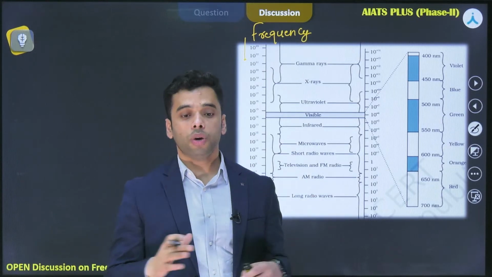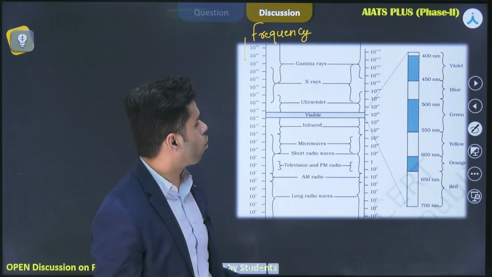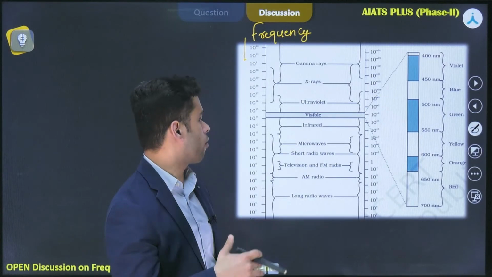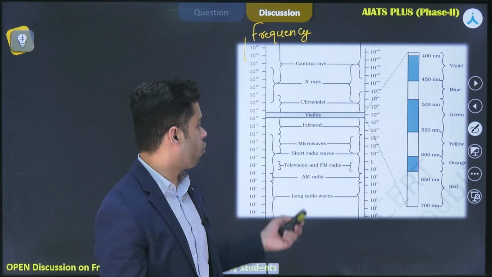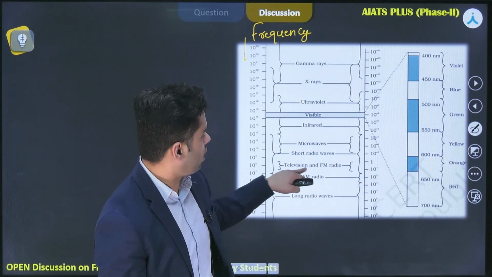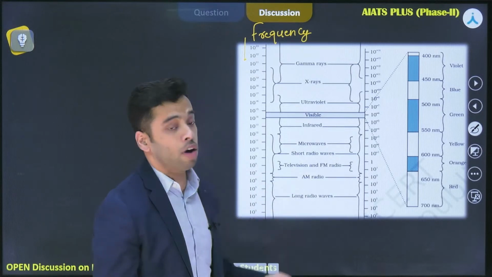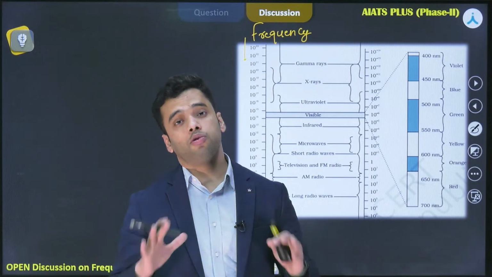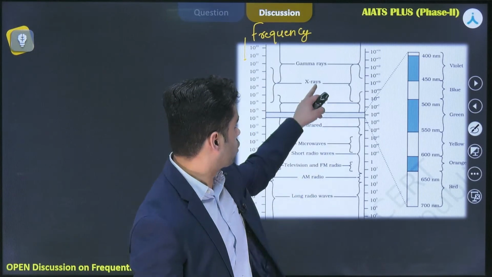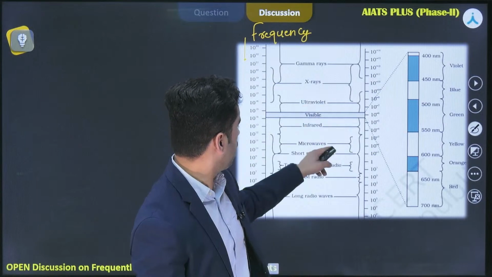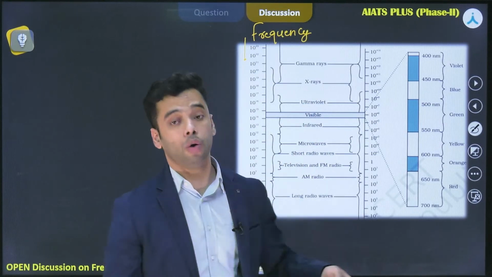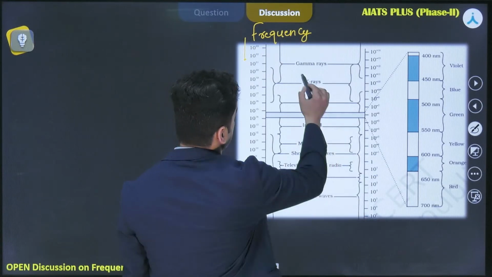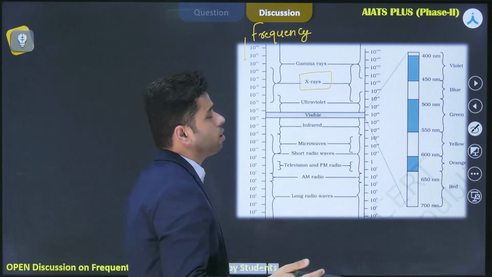So maximum frequency is for gamma rays, followed by X-rays, followed by ultraviolet, followed by visible, followed by infrared, then microwaves, then short radio waves, and you have the television and FM radio, AM radio, and then you have long radio waves. So you need to compare three electromagnetic waves: X-rays, microwaves, and radio waves. Based on the spectrum, I can see that X-ray has the maximum frequency among the three.